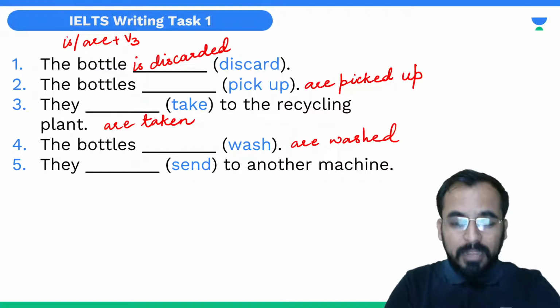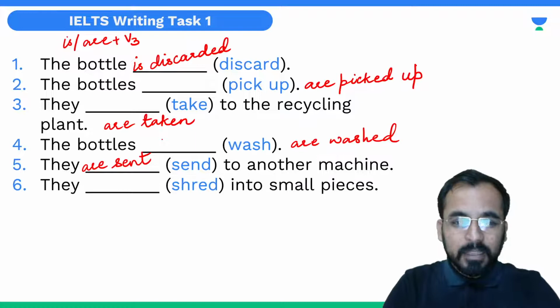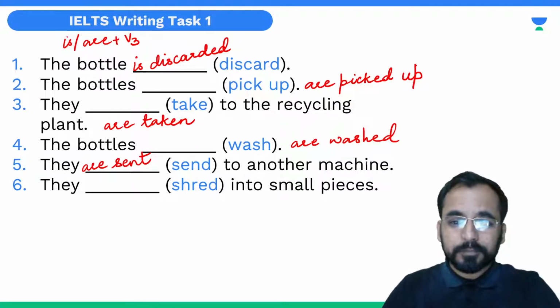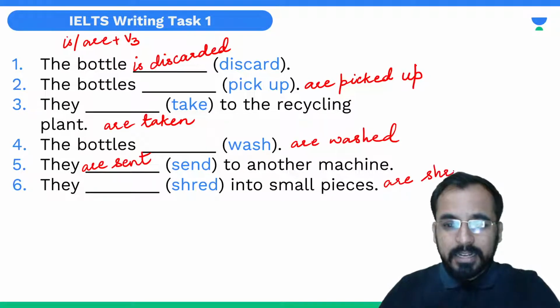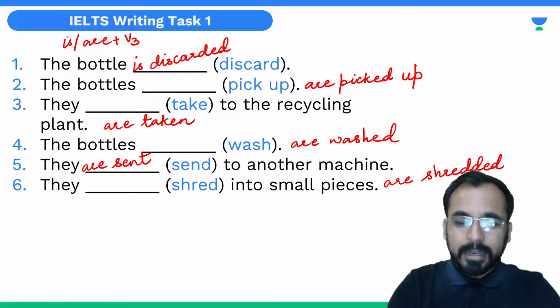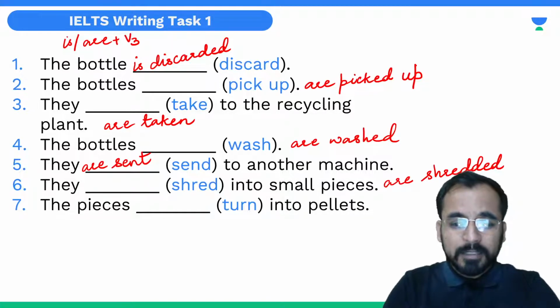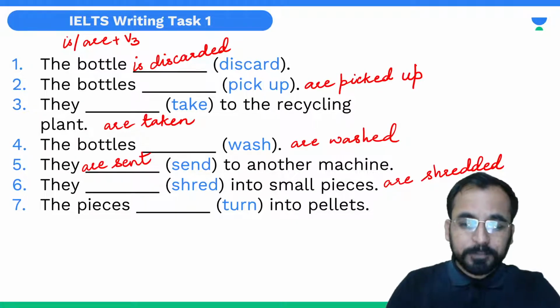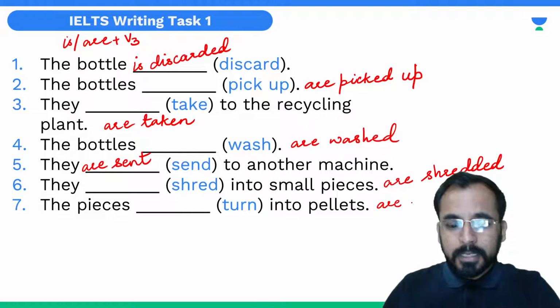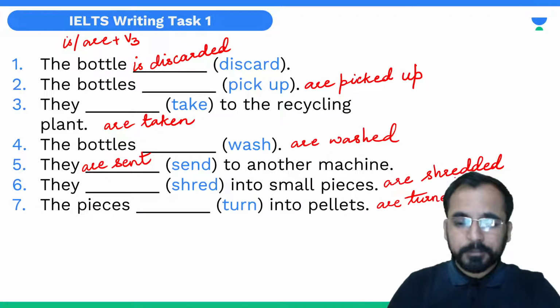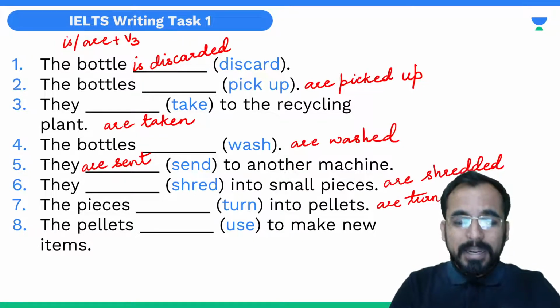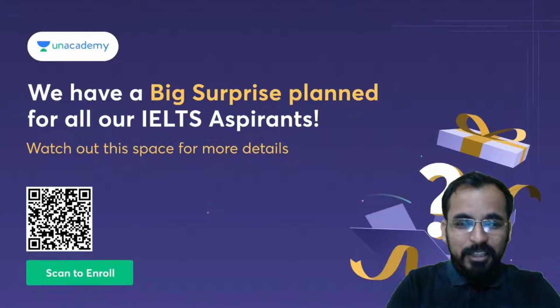Next one. They are sent to another machine. Done. They are shredded into smaller pieces. Correct. The pieces are turned into pellets. Very good. The pellets are used to make new items. Correct? Okay, that is it.